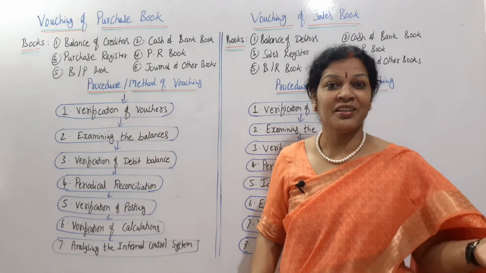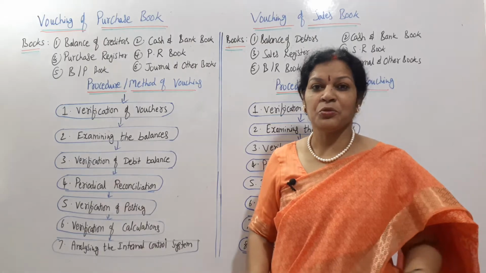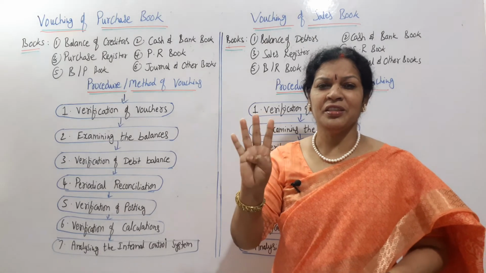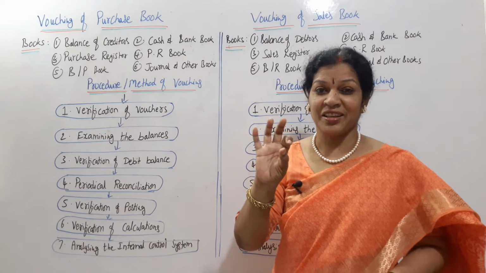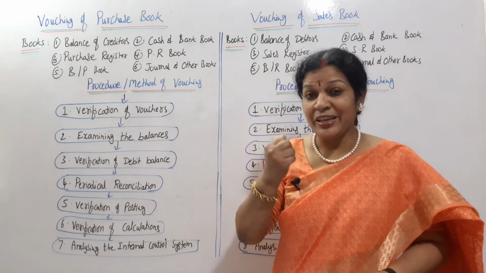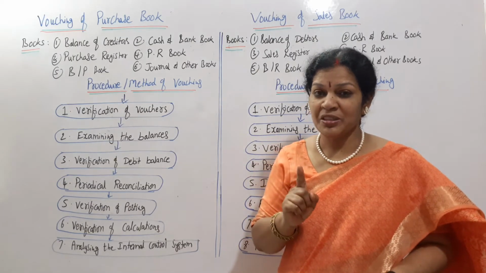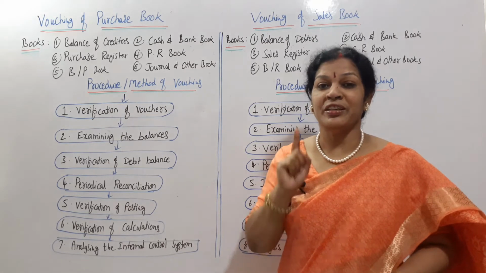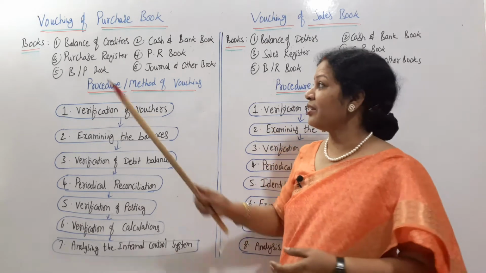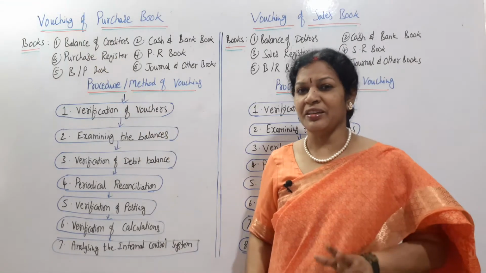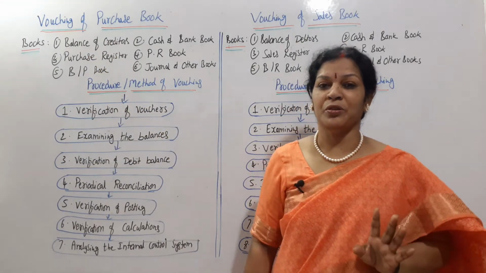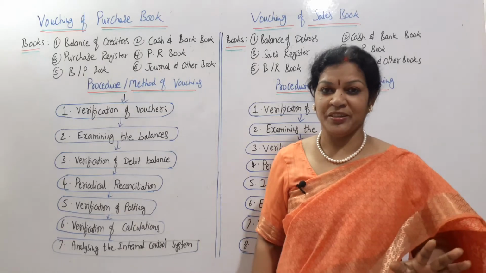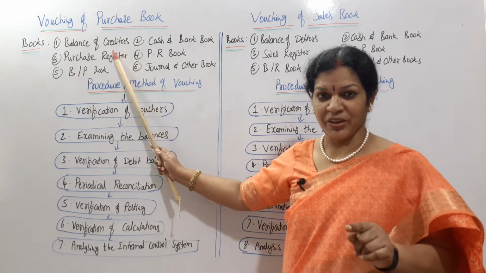How many creditors are there? Say I have purchased goods from A, B, C, D, E. Five creditors are there. From five creditors I have purchased goods, so while vouching it must be observed how many creditors are there. So the balance of these five creditors has to be observed and examined. This is the first book we are seeing.